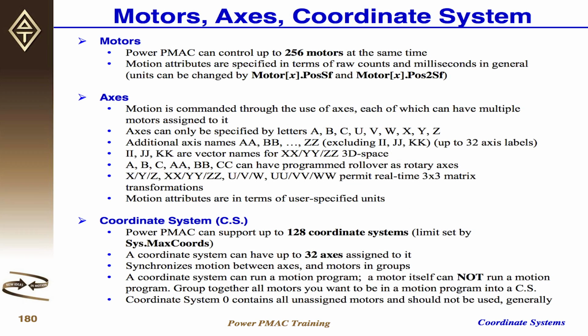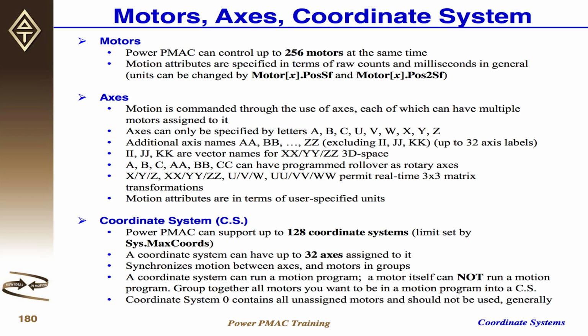Now, the CPU itself, the Power PMAC CPU, can control up to 256 motors at a given time. Those are going to be split up, however. It can control, I believe, 128 coordinate systems, each one with 32 axes in it.